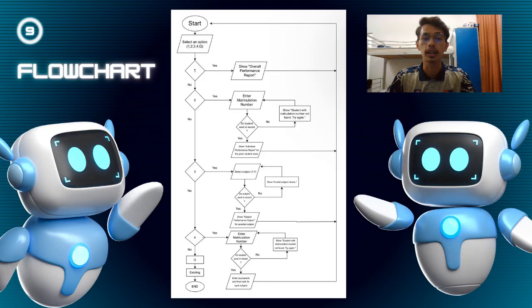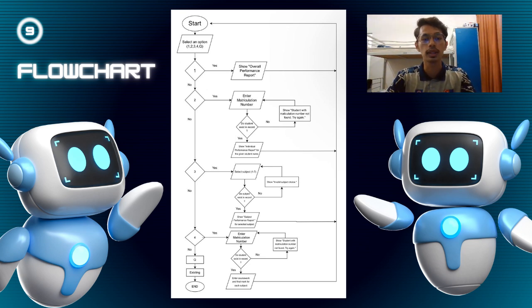Hello, my name is Inil Farhan bin Kenalan. Matrix number AA230228. So I will present to you about our flowchart. So for the flowchart, we have done the flowchart from the coding that we have done.